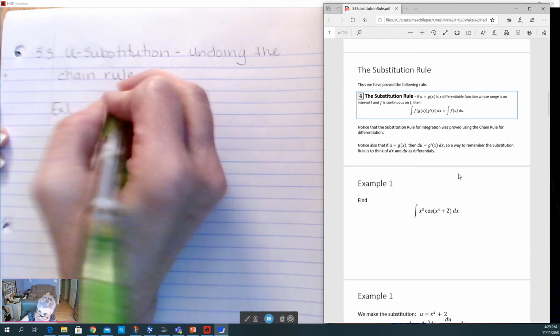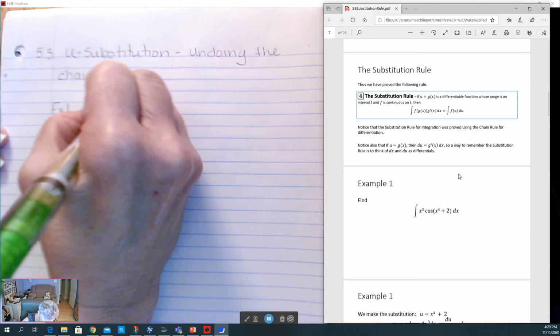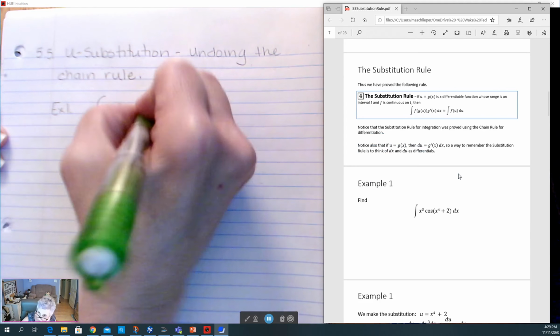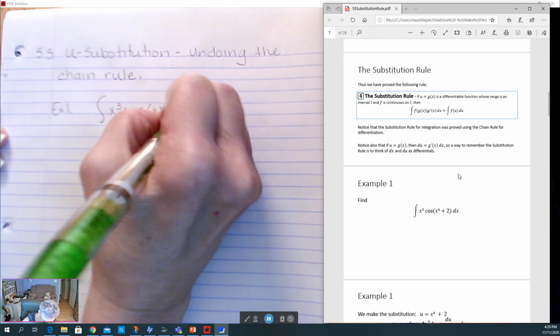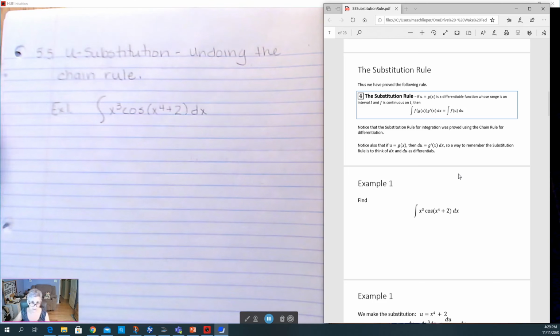So, integral of x cubed cosine of x to the 4th plus 2 dx. So my inside function, again, just like when we were doing the chain rule, if there's something that has parentheses around it and it's inside those parentheses, that's a good first choice.